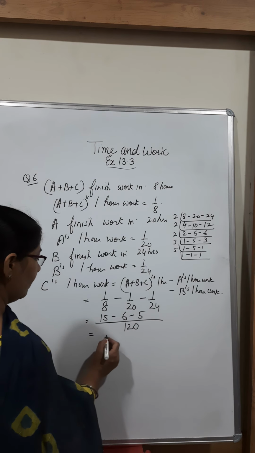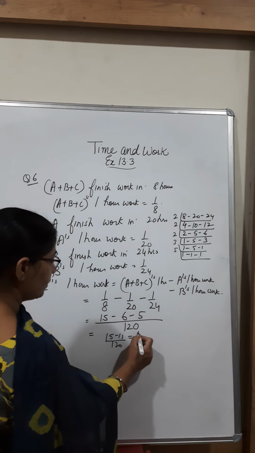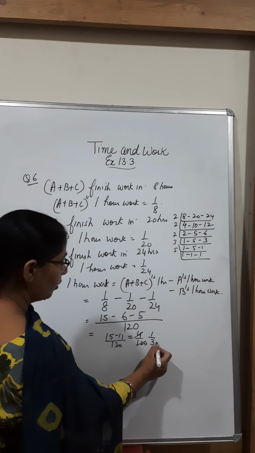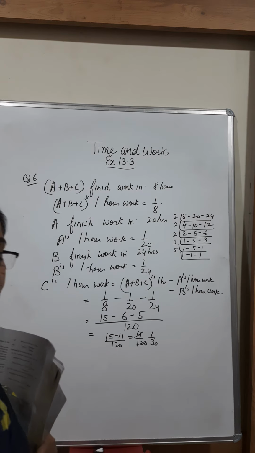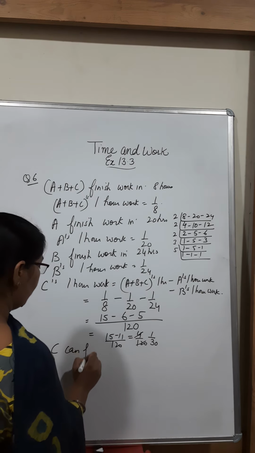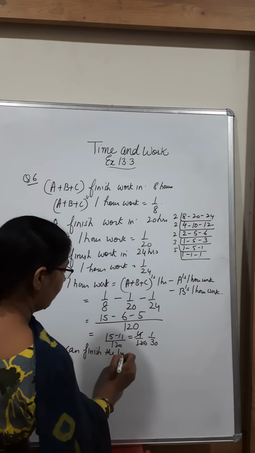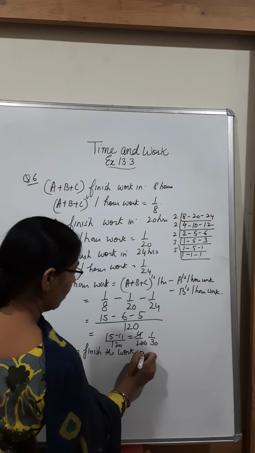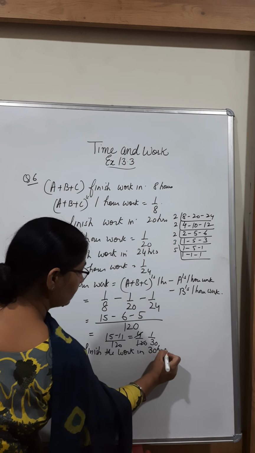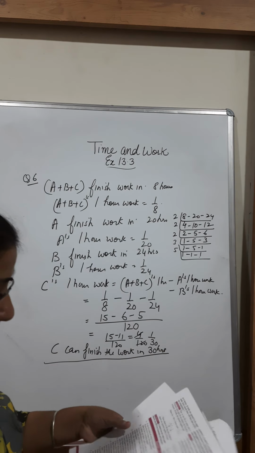So what do you get? 15 minus 6 minus 5, that is 4 over 120, which is equal to 4 by 120. On the table of 4, we do the cutting and get 1 by 30. So what is C can finish the work? C can finish the work in, what is the reciprocal of 1 by 30? It is 30. So C can finish the work in 30 hours.